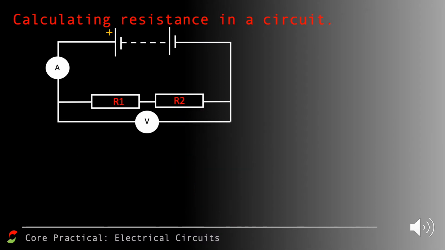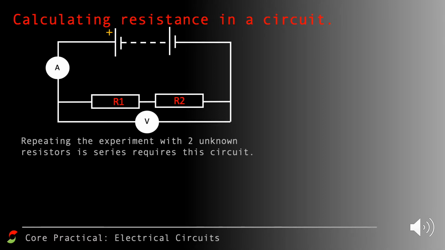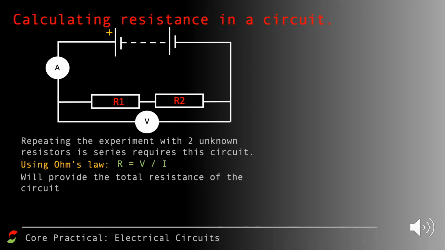In the next part of the experiment, you have to make a series circuit with your resistors R1 and R2. Now remember, you've done some measurements with R1 and R2, so you can actually calculate their individual values. But in this circuit, we're trying to measure the combined resistance of them in this series combination. So what we need to be able to do is record the potential difference using the voltmeter and the current using the ammeter. And then we use Ohm's law, and we still use R is V over I. But remember that that provides the total resistance of the circuit.